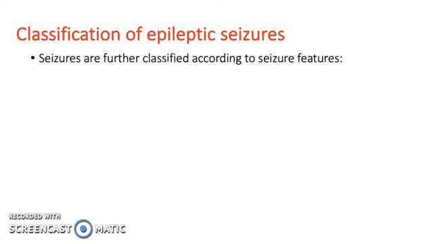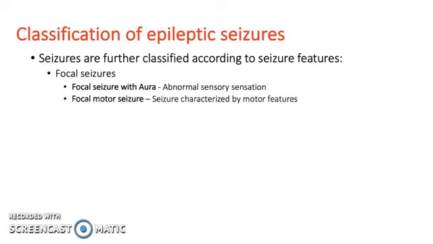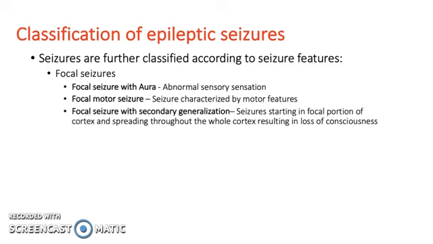Classification of seizures. Seizures can be further classified according to the symptoms of the seizure. Focal seizures with aura involve the patient experiencing a subjective change in their sensory experience before. Focal seizures are associated with focal motor activity. Focal seizures with secondary generalization are seizures which start with features of a focal seizure. However, as neuronal firing spreads throughout the cortex, loss of consciousness occurs.